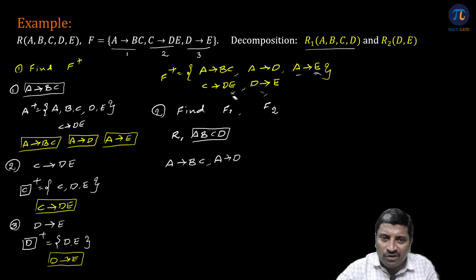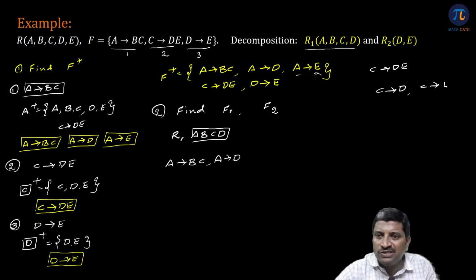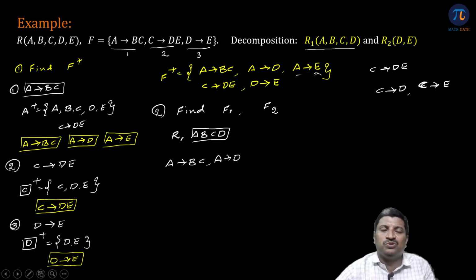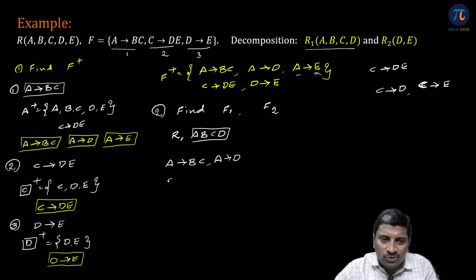Now let us consider the third one. C implies DE can be written as C implies D as well as C implies E, because the right side we can decompose using the decomposition rule. So C implies D, we have only the attributes of R1, right? Then D implies E. E I don't have. So this is our F1.